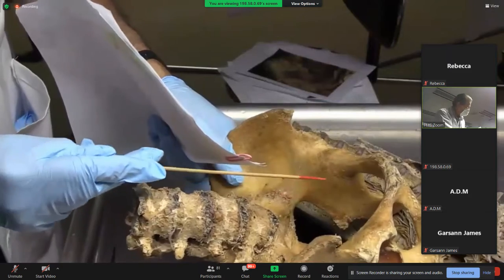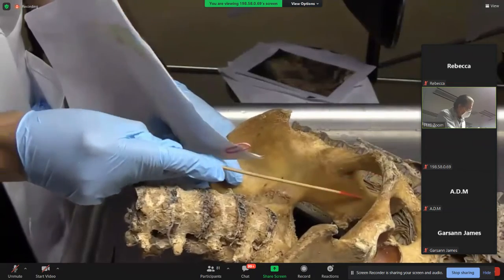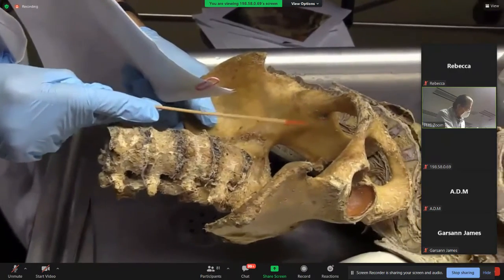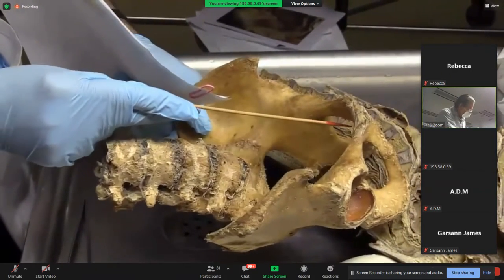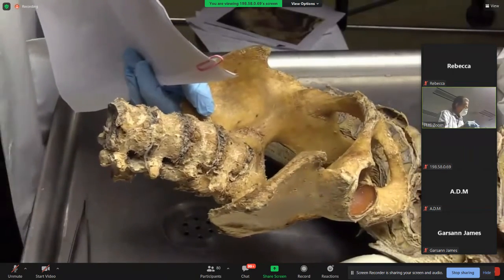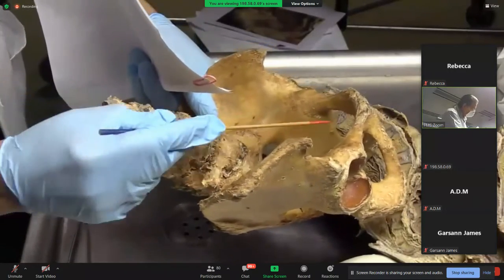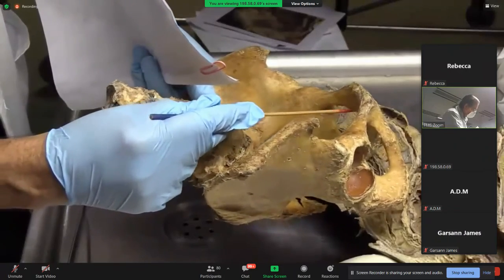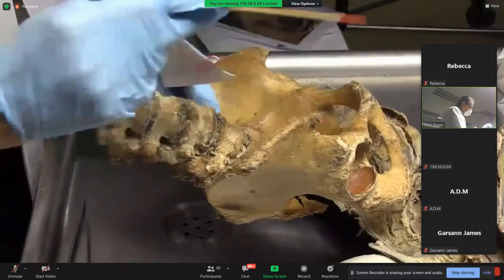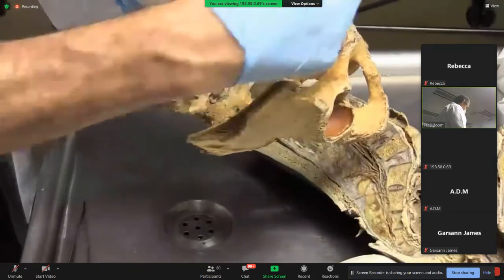The iliococcygeus is going to, remember that the obturator internus arises around the obturator foramen, right here. So the iliococcygeus is going to arise from the fascia over the obturator internus, which is called the arcus tendineus. Arcus tendineus, right? Okay, and then those two muscles, fibers are going to go back immediately, right?